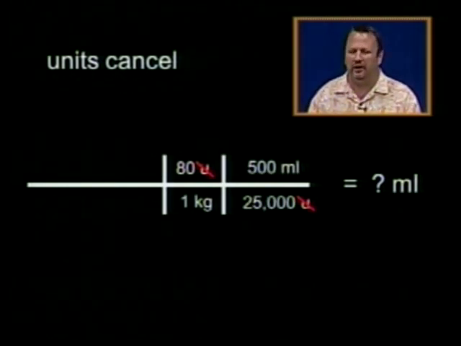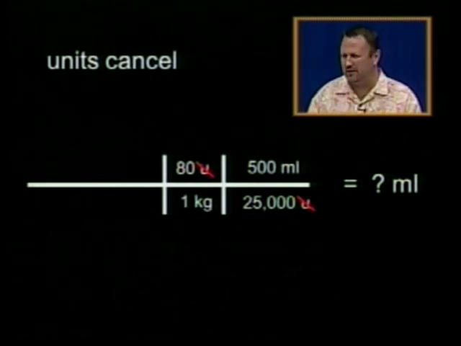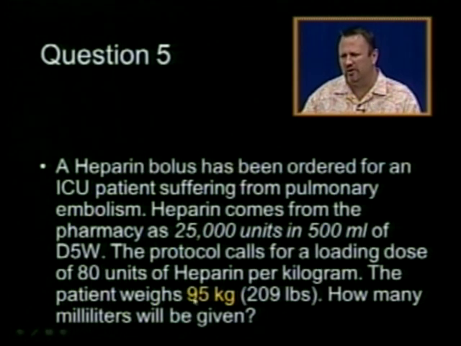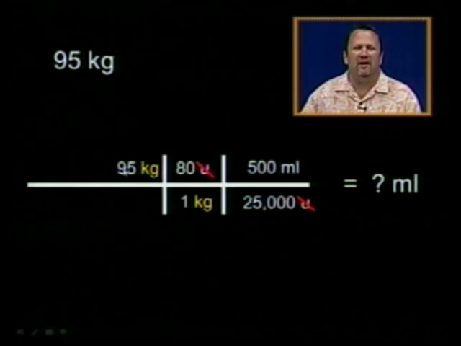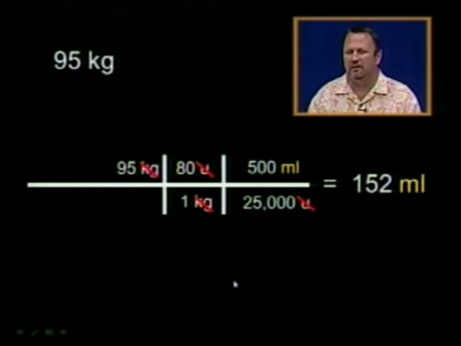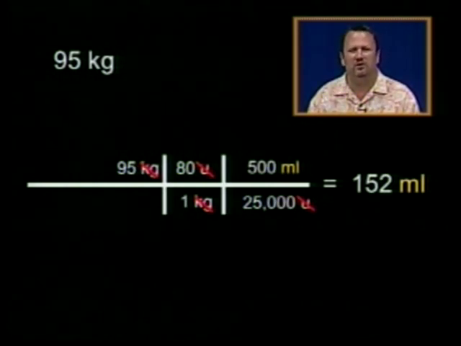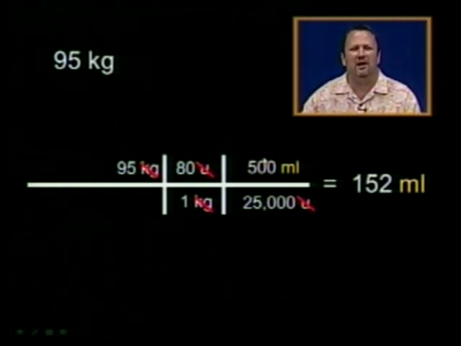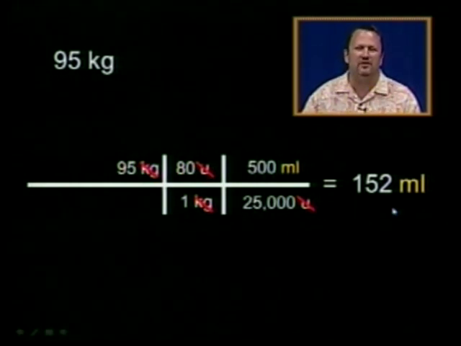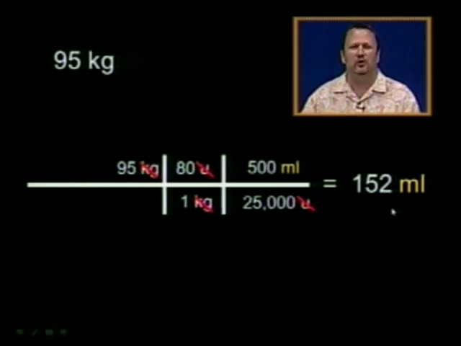And now I'm left with the units milliliters per kilogram. The question wasn't how many milliliters per kilogram, the question is how many milliliters. So I need that kilogram unit to cancel out. So notice my patient weighs 95 kilograms. By putting the 95 kilograms in the numerator right here, notice my kilograms cancel out. A kilogram over a kilogram is equal to 1. And now the only unit that has not canceled out is milliliters, which is what the answer is supposed to be. So 95 times 80 times 500 divided by 25,000 is 152 milliliters.